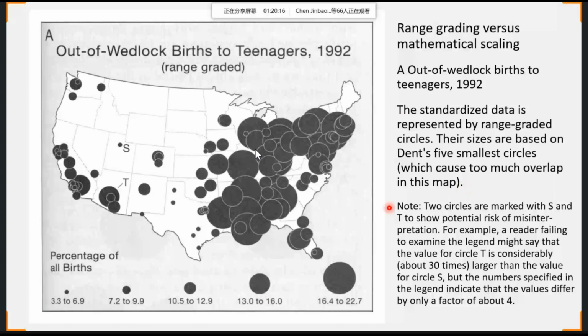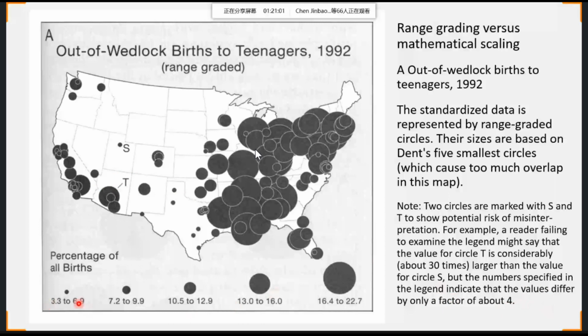Note, 2 circles are marked here, S and T, to show the potential risk of misinterpretation. For example, a reader failing to examine the legend might say that the value of circle T is about 30 times larger than the value of circle S. So if you compare this small circle here and this large circle here, you think the difference is about 30 times. But the numbers specified in the legend indicate that the values differ by only a factor of about 4.